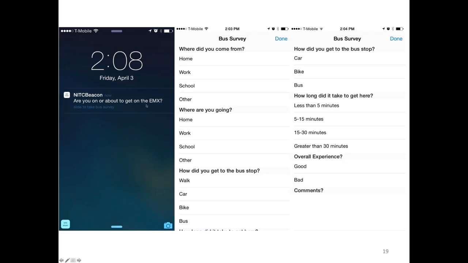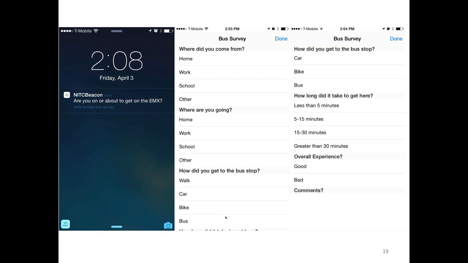After we asked somebody, they got a push notification, and we said, are you on the bus? We wanted to ask them questions like this. Where did you come from? Did you come from home, work, or school? We're not asking for their specific location, but generally, where was it that you came from? Where are you going? How did you get to the bus? Did you walk? Did you take a car? Did you bike? Was it another bus or another transit system that you took to get there? How long did it actually take you to get there? Was it 5 minutes, 5 to 15, 15 to 30, or did it take longer? And what was your overall experience? And then we could leave some comments too, if people had some specific things that they wanted to ask.